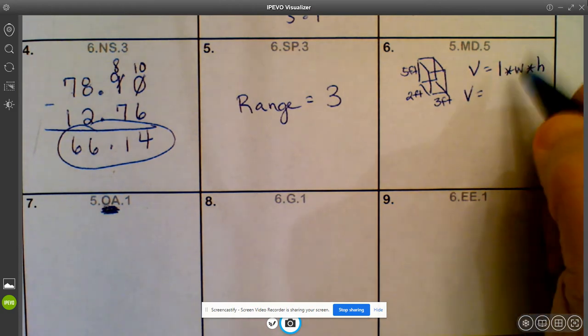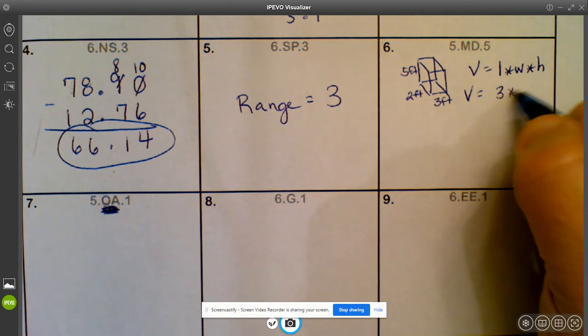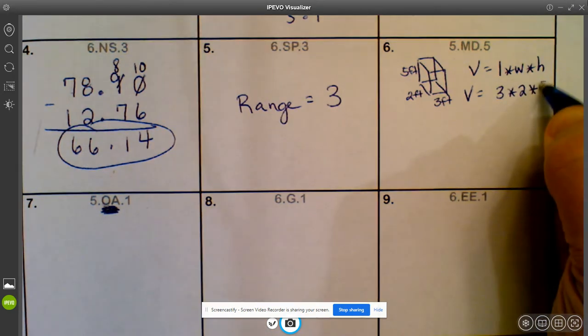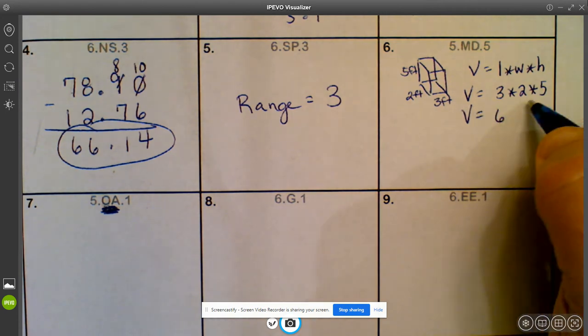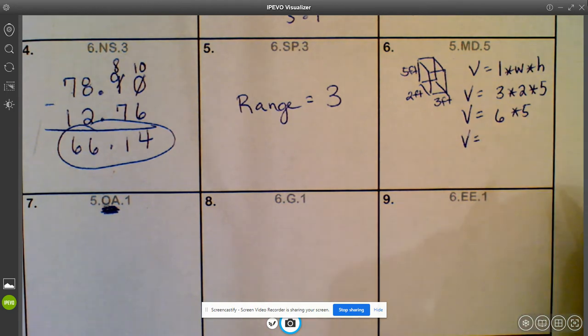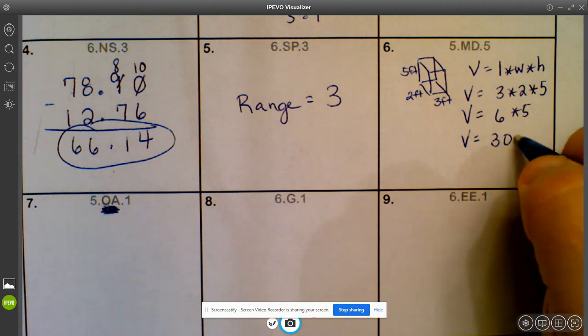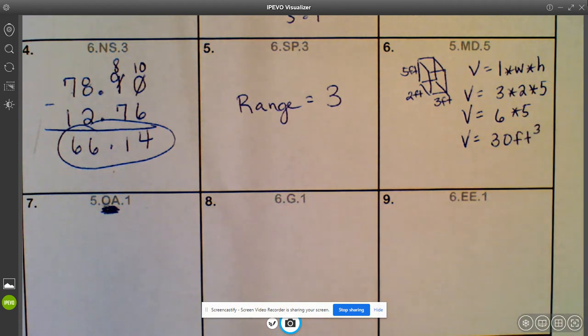So the length times width times height, 3 times 2 times 5. 3 times 2 is 6, times that by 5, and 6 times 5 is 30. And since this is volume, this would be feet cubed, cubic feet. 30 cubic feet is what the freezer would hold.